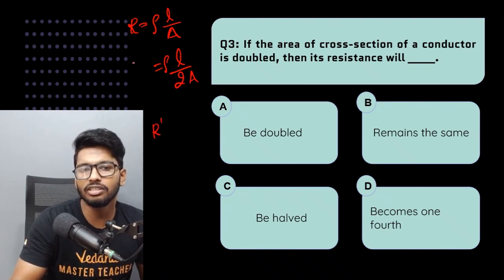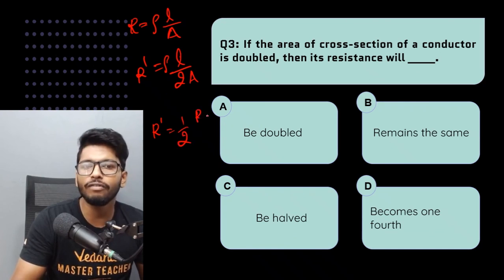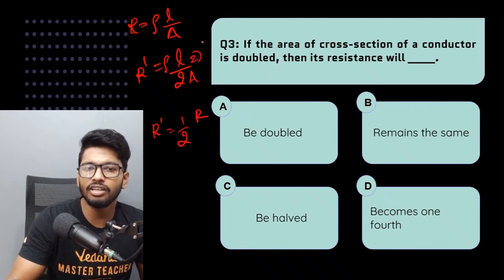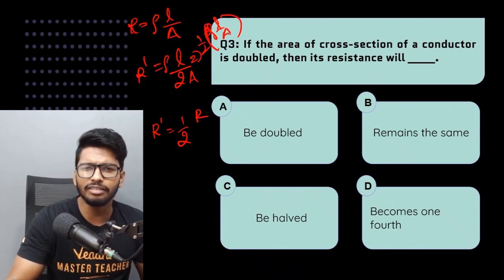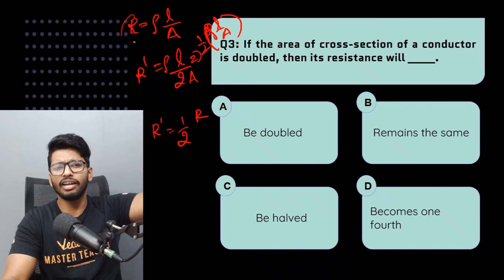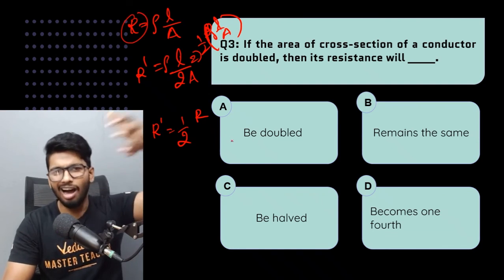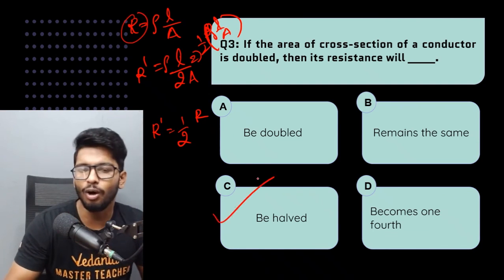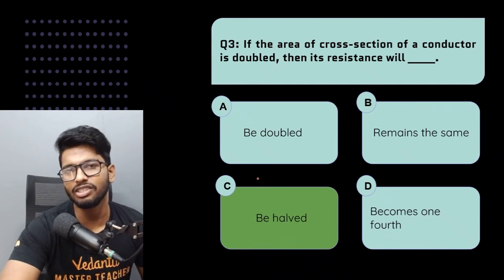The new resistance, I'll call it R dash. So new resistance is 1/2 of R. So this is nothing but what? This can be written as 1/2 into rho into L by A, right? So rho into L by A is nothing but R. So I can say that it's nothing but half of the original resistance. So option C would be the right answer for this question.